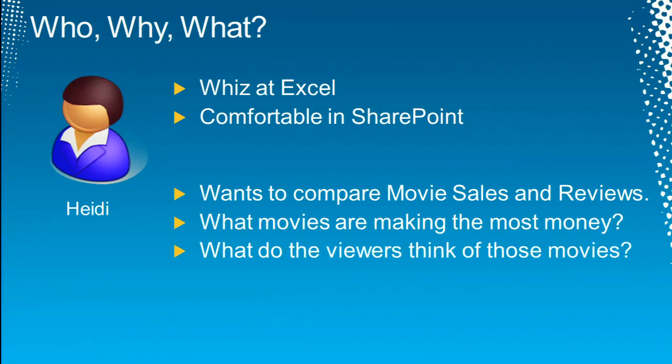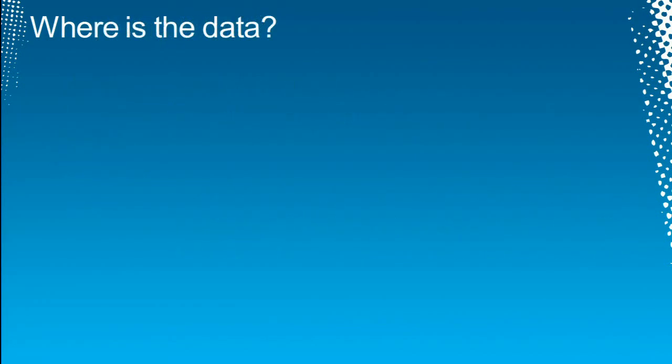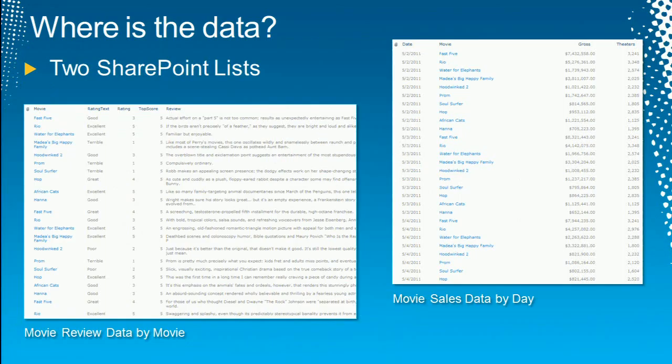They also want to know what viewers think of these movies, so we're going to try and add some detail. A lot of times I find customers frustrated because they can't get down to detailed information in PerformancePoint. It only really summarizes stuff, so we're going to try that. The data we're going to start with is in two SharePoint lists: one list has the movie review data, and one has the sales and theater data. We're going to bring that stuff together.